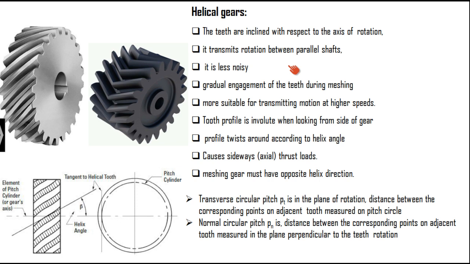shafts. Since the engagement of one helical gear with the other is a very gradual process, the noise produced is also very low, and that makes it suitable for higher speed applications. And if you look at the shape of the gear from the front, it will take an involute profile. So usually the profile used for the fabrication of the helical gear is nothing but an involute profile.